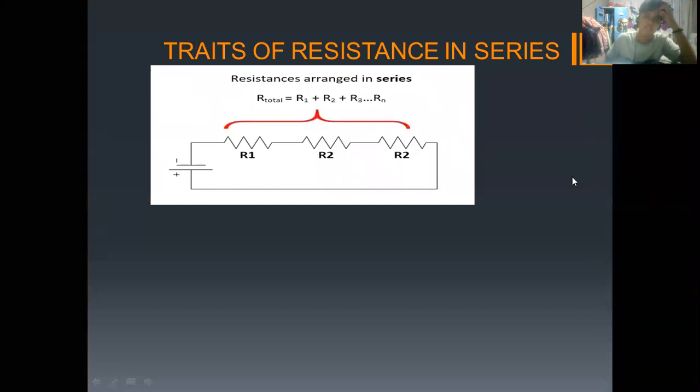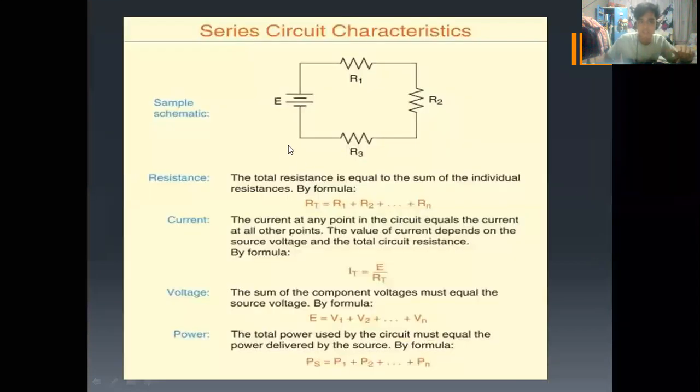Ito yung traits of resistance in series. Sa resistance, yung R total ng resistance sa series is equal to R sub 1 plus R sub 2 plus R sub 3 and so on. Ayan, series circuit characteristics. Makikita natin dyan, yung I total is equal to V over R total, and so on.